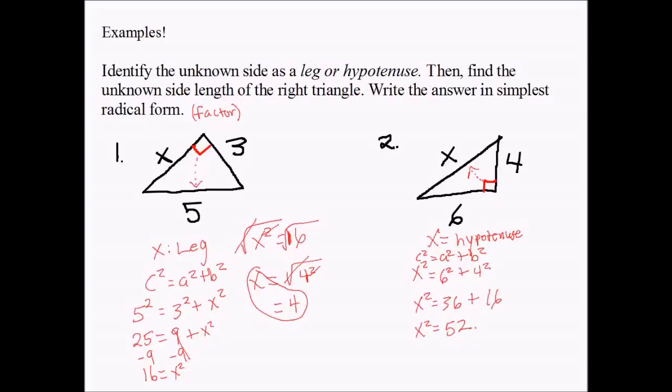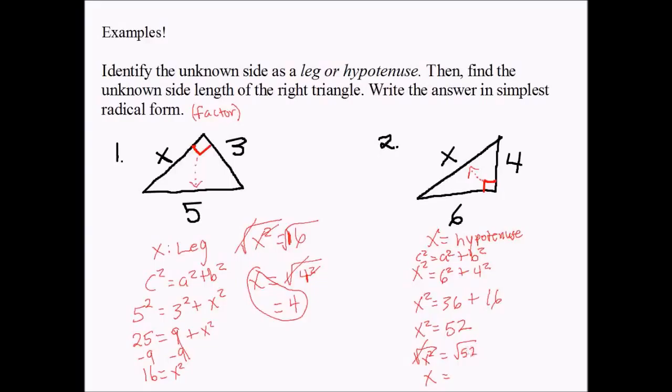You have 52. So how do you get rid of this square right here? Well, you're going to have to square root it. So I have x squared here, and I have the square root of 52, and it has to be simplest form. So once I cross this out, this is going to be x equals.